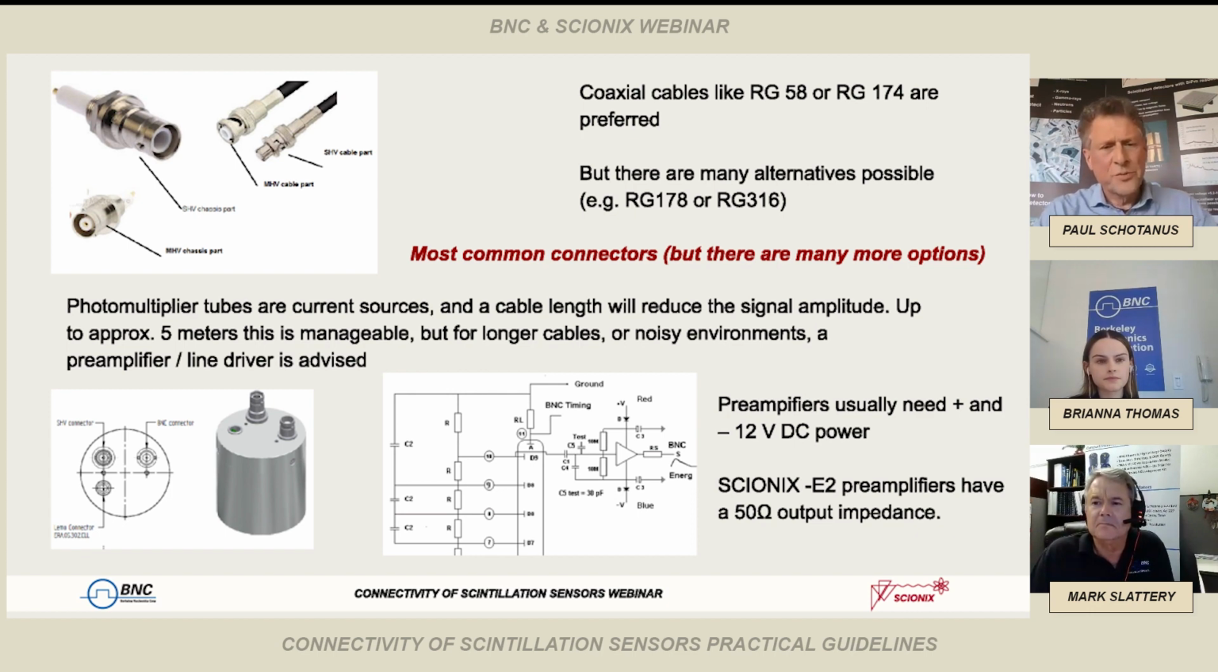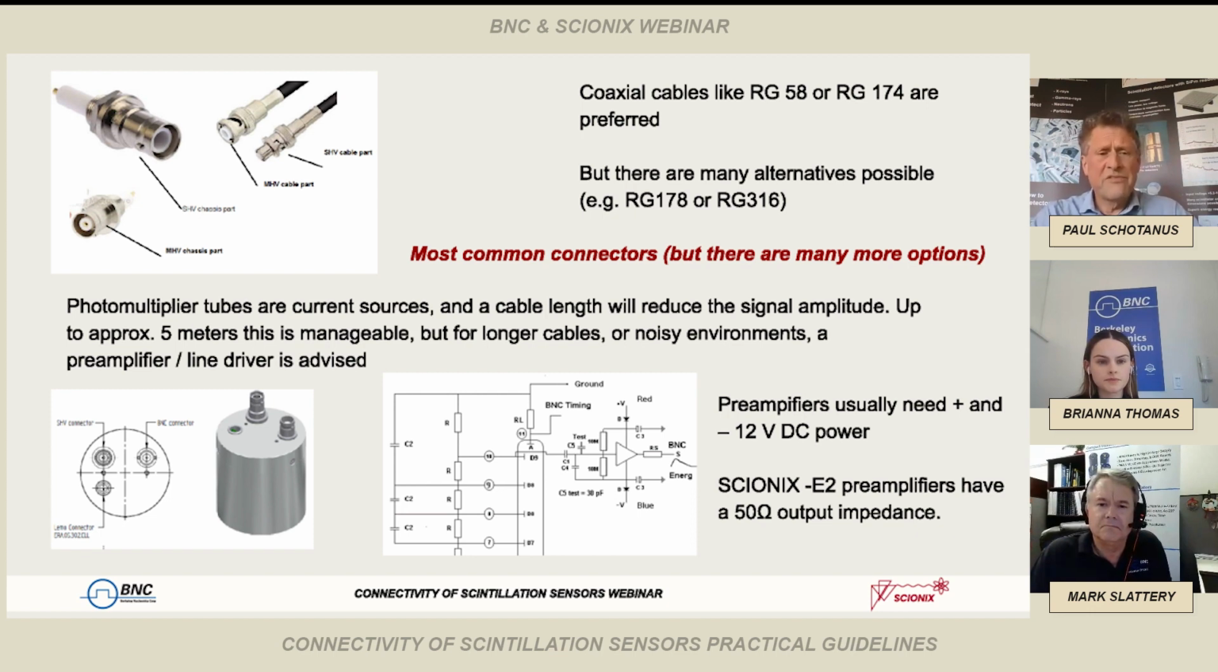You should realize that photomultiplier tubes actually are current sources, and the cable length definitely will reduce the signal amplitude. You can roughly use the rule that if you use a cable up to about 5 meters in length, this is still manageable. But for longer cables or noisy environments, you really need a preamplifier line driver to convert the high ohmic impedance of the photomultiplier tube to a lower value, for example, 50 ohms.